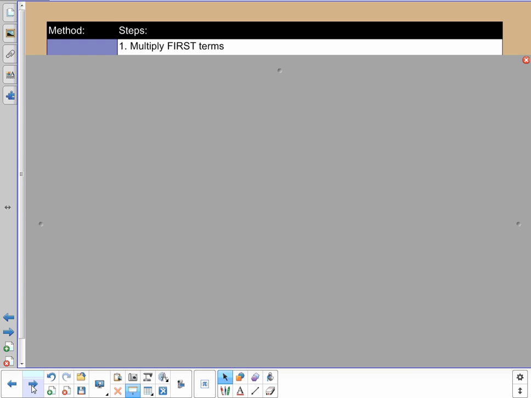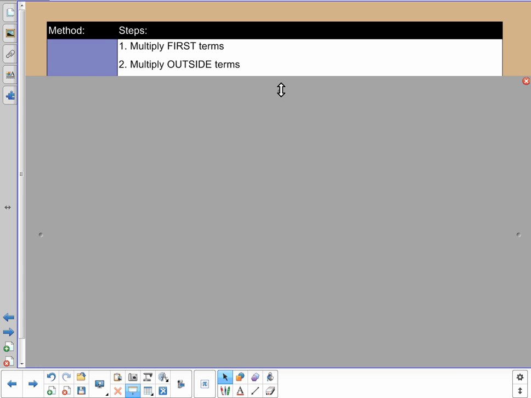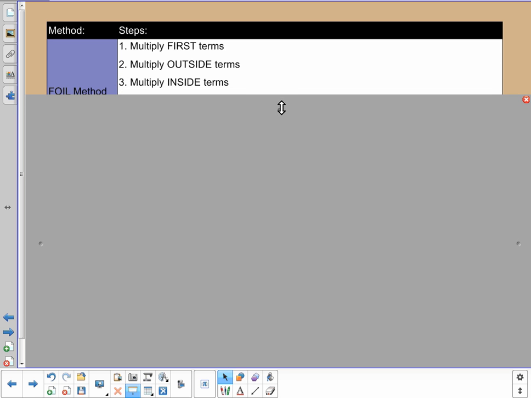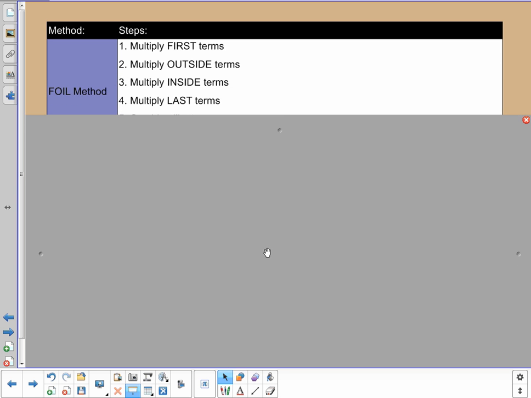In the FOIL method, we start by multiplying the first two terms of the binomial. Then we multiply the outside terms of the binomial, then the inside terms of the two binomials, and the last. If you'll notice those words, first, outside, inside, last, that's where we get the acronym FOIL. You will hear teachers say, you've got to FOIL that. That's how we think of multiplying these two binomials. It's really just two sets of distribution.